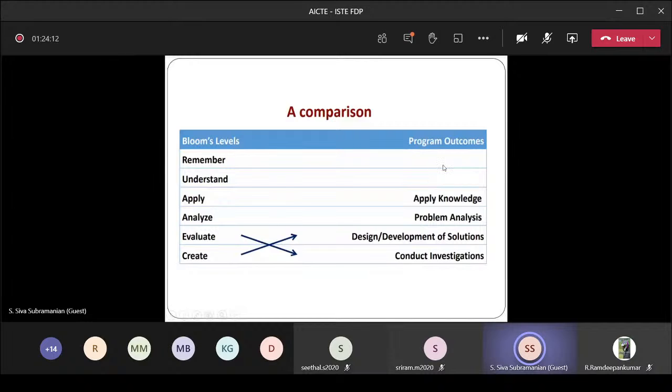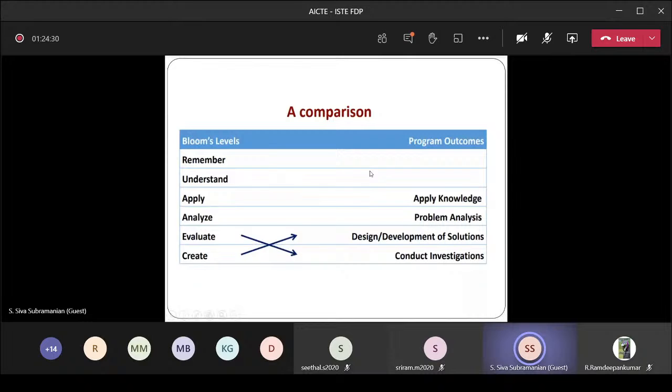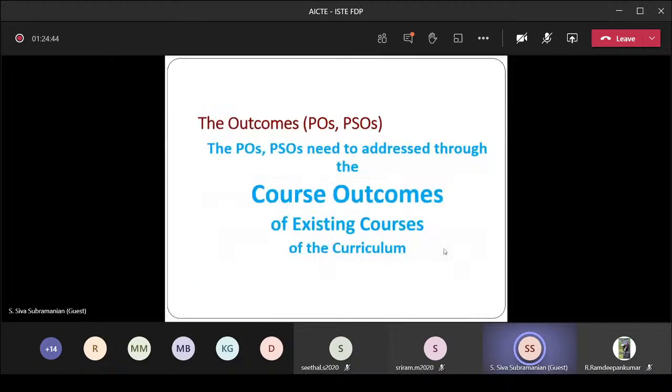But when you look at the third level of Bloom's, apply, it works out with PO1. Analyze, PO2. Evaluate works with PO4. Conduct investigations, right? Create goes with PO3. PO3 is design and development of solution. Okay, so it works with PO3. So the 6 levels of Bloom suggested will work out on the first 4 program outcomes of NBA, right? So this is one thing that we need to understand.